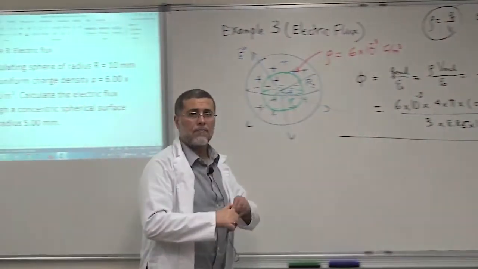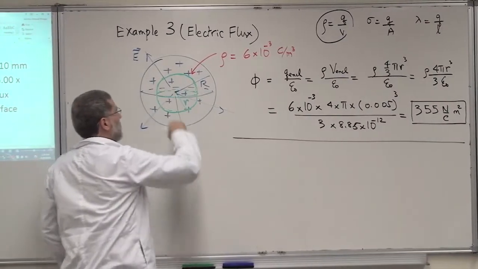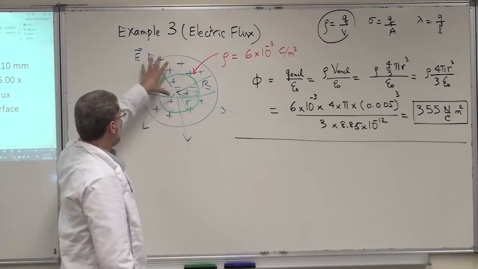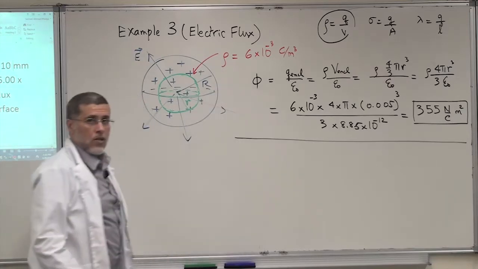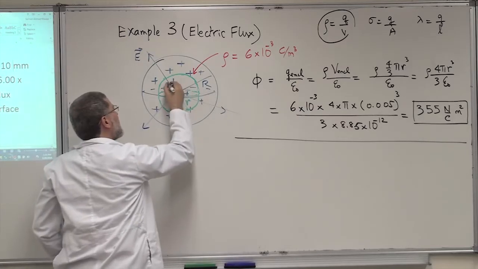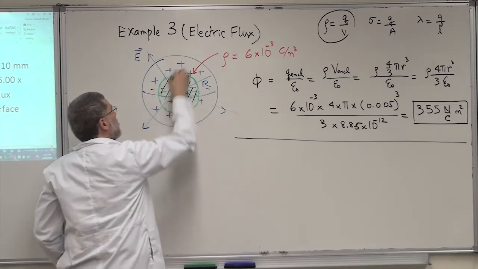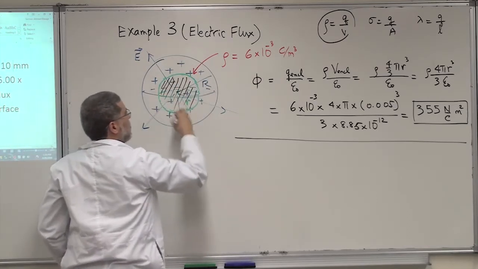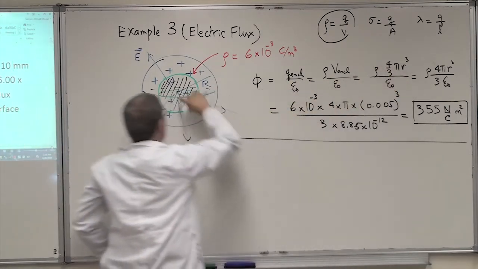I'm going to repeat again. If he's asking about the flux through this spherical surface of radius 5 millimeter, which is inside the sphere of charge density, remember, we take only Q enclosed, the charge which is enclosed inside this surface here. We don't take the charge outside. We take only the charge enclosed, which is rho times V enclosed, which is 4 over 3 pi r cubed. r is the small radius.